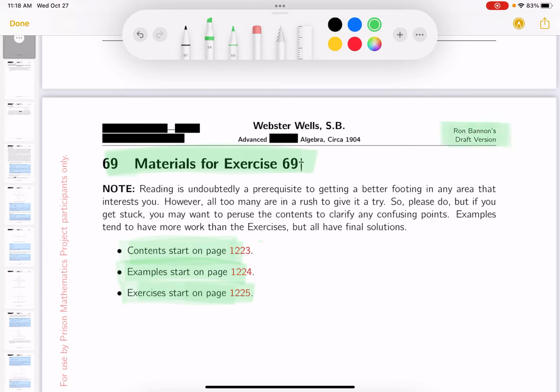My name is Ron Bannon. This is a draft version of my adaptation of Webster Wells's Advanced Course in Algebra, which dates back to 1904.